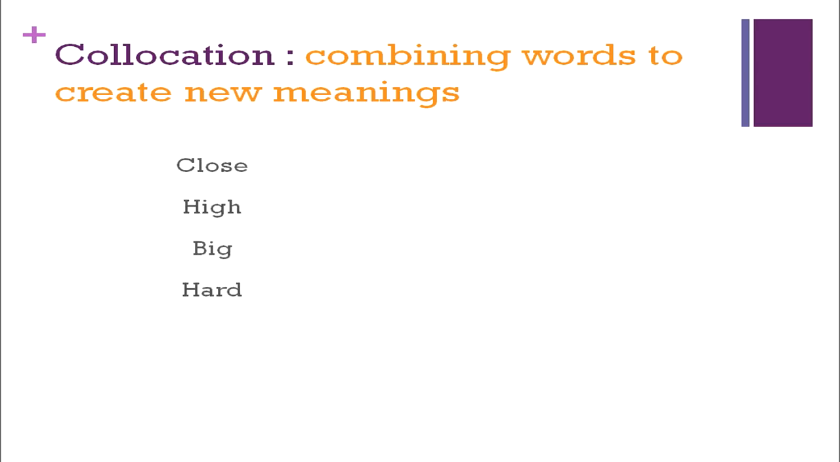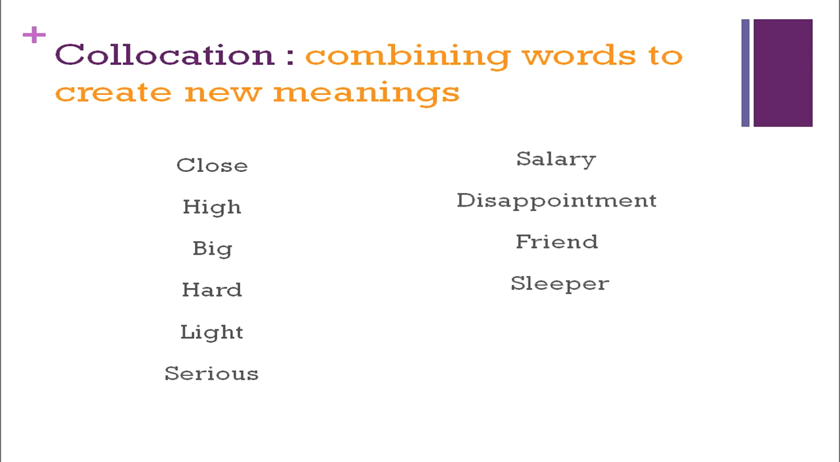So, next is collocation, combining words to create new meanings. Let's look at these words: close, high, big, hard, light, serious. Then on this side I have salary, disappointment, friend, sleeper, work, illness. These words have their own meaning. Light means something which is very light. But if I combine light with sleeper, it becomes light sleeper. That means this person wakes up at the slightest noise. So, it's a new meaning. So, this is known as collocation. Serious illness, high salary. So, like this we can combine two words and create a new meaning.